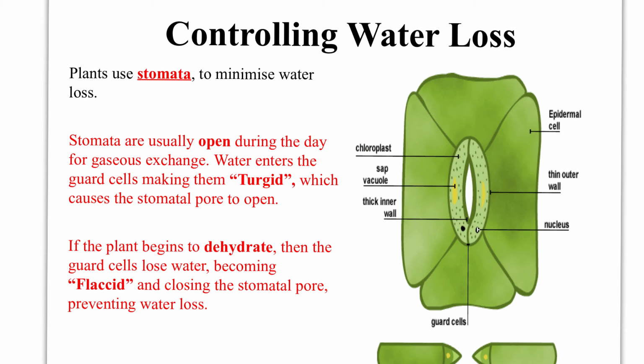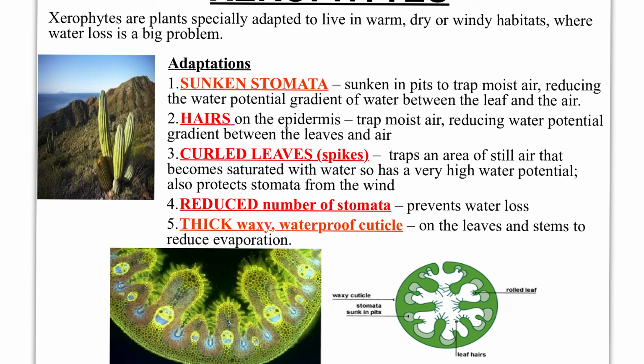Some plants live in very dry, arid environments, and they need to have special adaptations to protect them from losing too much water and dehydrating and therefore wilting. These plants are called xerophytes. So we're just going to spend a minute talking about the special adaptations of xerophytes to prevent water loss. So xerophytes are plants which are specially adapted to live in dry or windy habitats. And I'm just going to talk about windy for a minute there.